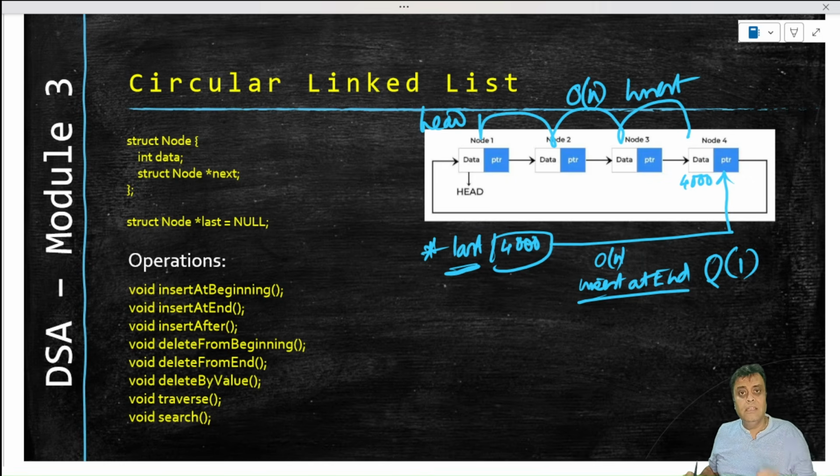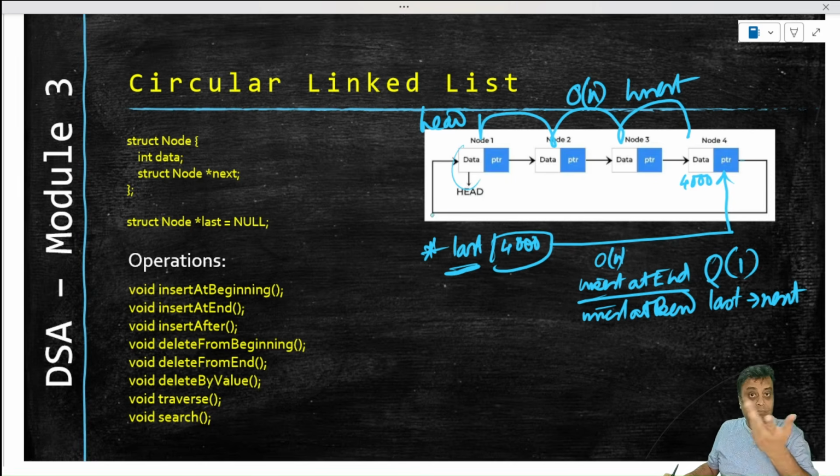What about the beginning? Now how will we do insert at beginning? Very simple. Insert at beginning would mean last arrow next. Last arrow next will point to the head, and the head is the beginning. So that is also available for you. Only thing that is challenging is in between, but the circular linked list has taken care of the traversal that was needed to go to the end.